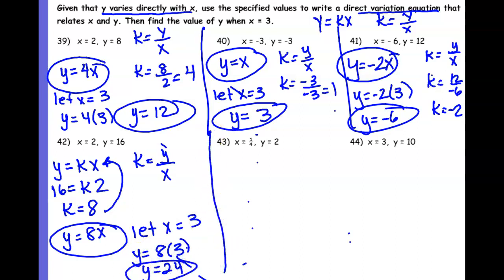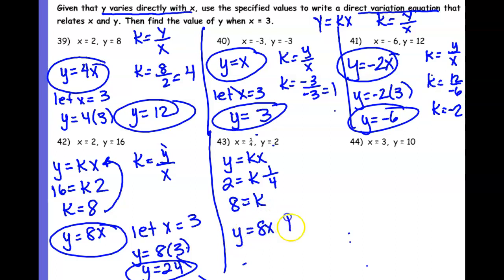Okay? All right, so let's try it this way again, too. Our y is equal to k times x, so our y is 2. Our x is 1/4, so k times 1/4. We got to multiply both sides by 4, and we end up with 8 is equal to k. All right, so our equation again is y is equal to 8x. So when our x is 3, again, our answer is going to be 24.